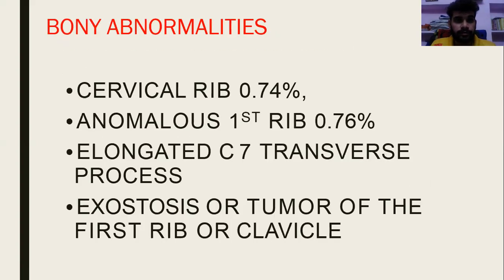Now we discuss bony abnormalities. They are present generally in the cervical rib and first rib, because of exostosis or tumor of the first rib or clavicle, due to more pressure present on the first rib and clavicle that is affected. Another abnormality is an elongated C7 transverse process.